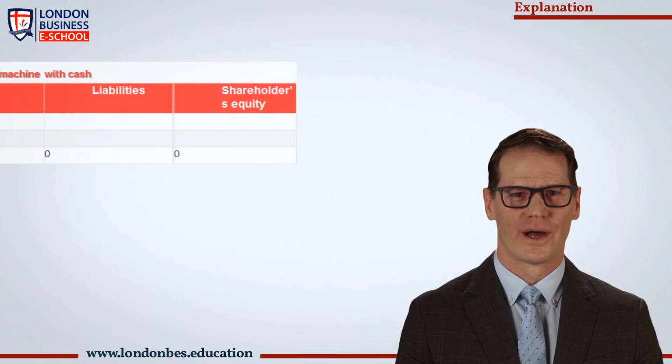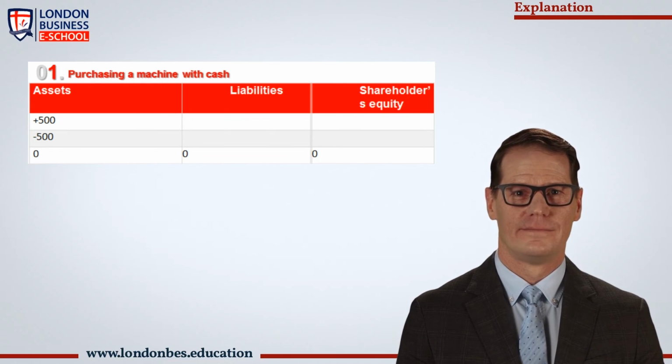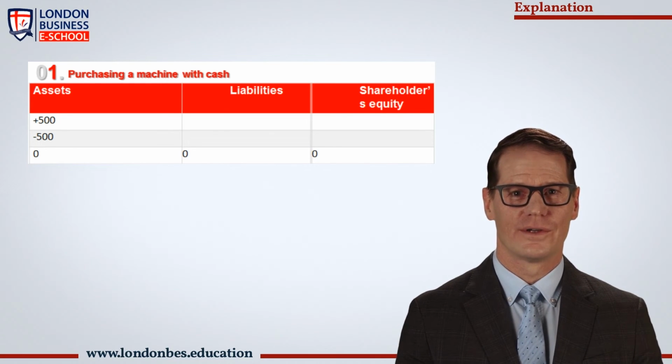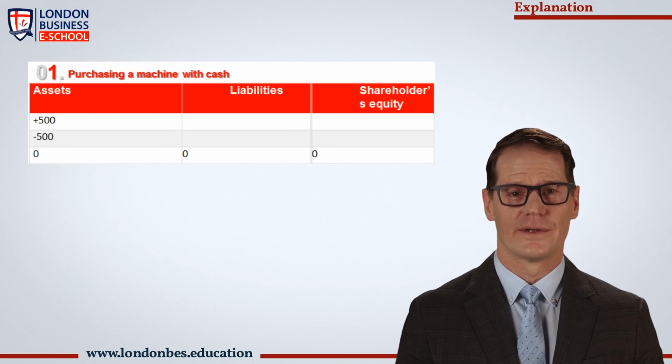Explanation. 1. Purchasing a machine with cash. Company XYZ wishes to purchase a $500 machine using only cash. This transaction would result in a debit to equipment plus $500 and a credit to cash, $500. The net effect on the accounting equation would be as follows. This transaction affects only the assets of the equation. Therefore, there is no corresponding effect in liabilities or shareholders' equity on the right side of the equation.